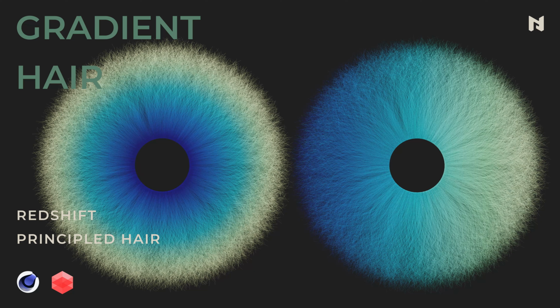Welcome to my video. In the last video, we used an Octane hair material to create gradient hair. Today we'll do this using the Redshift Principled Hair material in Cinema 4D. Let's get started.